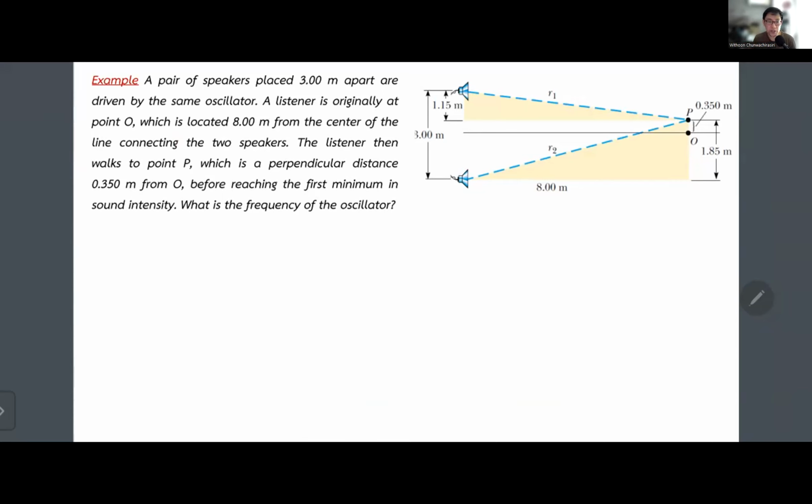A listener is originally at point O, located 8 meters from the speakers. This means the O point is at the center, right in between these two speakers. Now the listener walks to point P, at a perpendicular distance, just going straight up from point O, and the distance was 0.35 before reaching the first minimum in sound intensity. What is the frequency of this oscillator? You want to give it a shot?